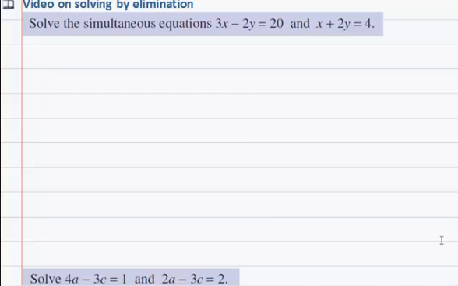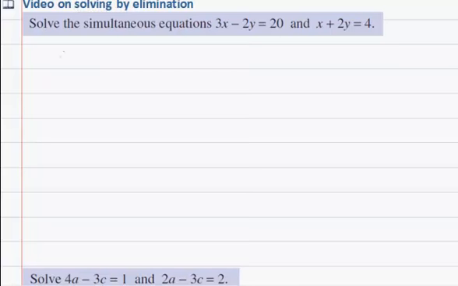Okay, there's more than one method to solve simultaneous equations. The method I'm going to show you now is called solving them by elimination. What it means is that we're going to eliminate one of the variables. So in the first question here, we're either going to eliminate x or eliminate y. Let's start off by listing those two equations.